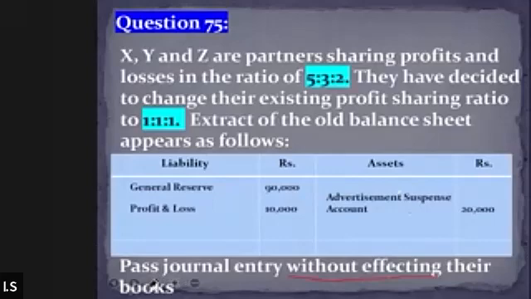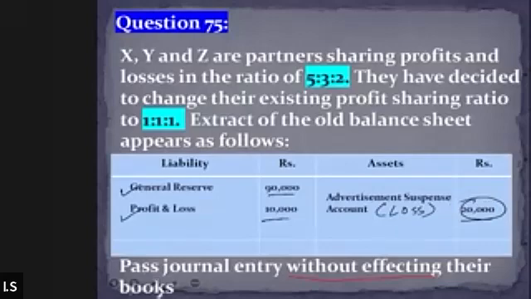Now see, I have already explained general reserve and profit and loss in the previous class. Advertisement suspense account is a kind of loss. For the time being, you can consider it a kind of loss. All right. So losses are shown on the asset side of the balance sheet, and profits are shown on the liability side of the balance sheet. So the 10,000 is the profit, 90,000 is the reserve, and 20,000 is the amount of loss by the name of advertisement suspense account.